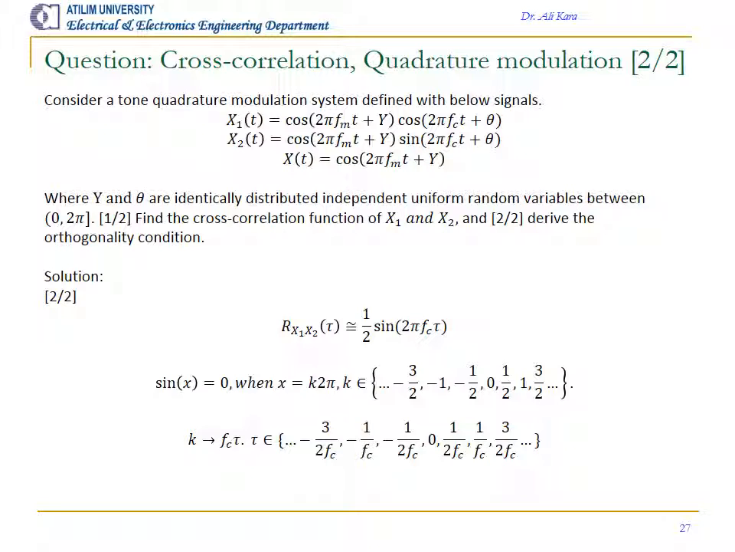Part 2. After finding the cross-correlation function, we need to find an orthogonality condition between x1 and x2. Orthogonality between two functions means that their cross-correlation is 0, therefore we equate the cross-correlation to 0, and find the solution for tau. It turns out that every half of 1 over the carrier frequency delay tau between x1 and x2 makes these signals orthogonal to each other.